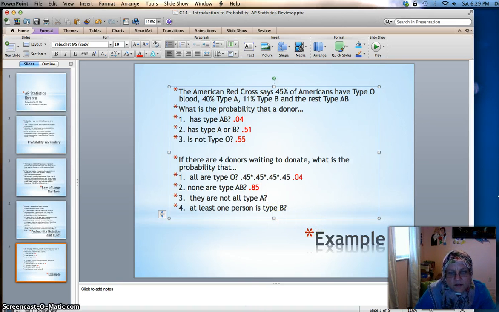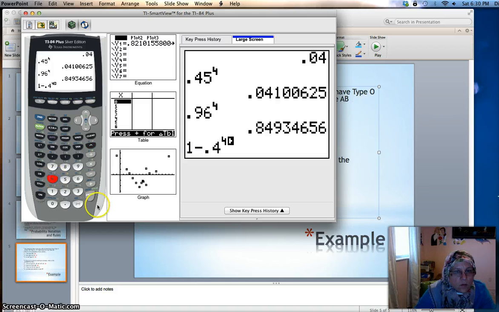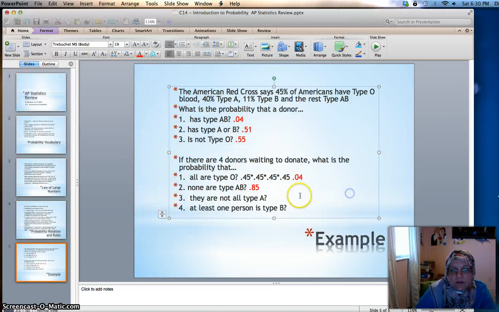So it's going to be much easier to do the complement, that is 1 minus all of them being type A. So 1 minus 0.4 to the 4th. And so this is the probability of anything else happening besides all type A. So 0.9744. And since that was pretty close to the middle of a decimal point, I'm just going to keep one more decimal place there.